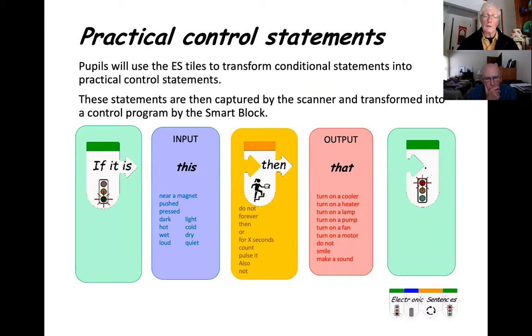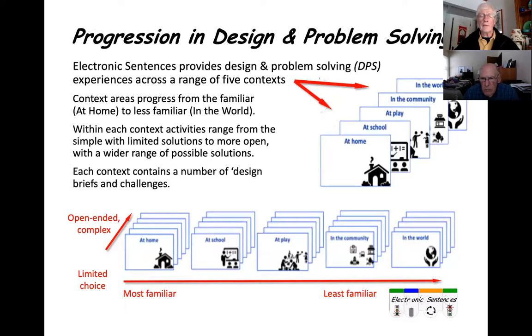If it is dark, wet, light, whatever, then do this: turn on a lamp, turn on a fan, turn on a pump or something like that, and then stop. We're going to see some examples of kids actually making these sentences and then running the smart block. We also have activities with them.